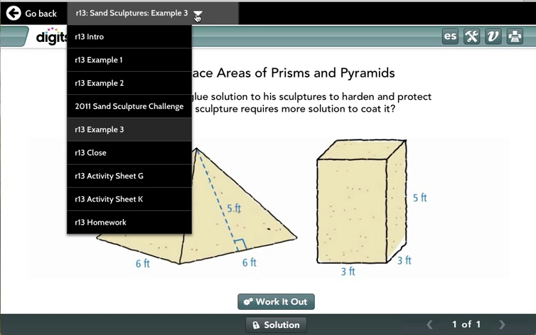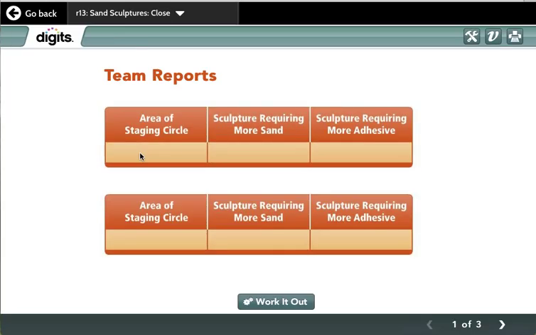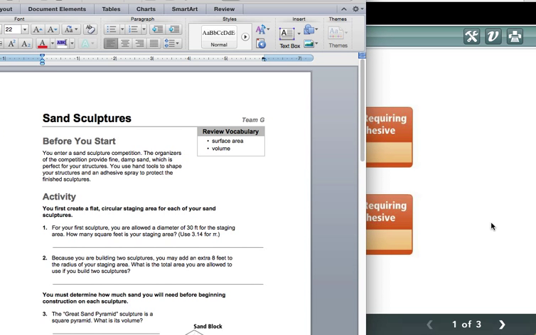Finally, after example 3, they have what's called the close. The close looks like a reporting slide. This is the cue where you hand out that worksheet that I shared, that you downloaded and copied beforehand. The students work these out. I like to put them in teams when they work these out, have them work together.